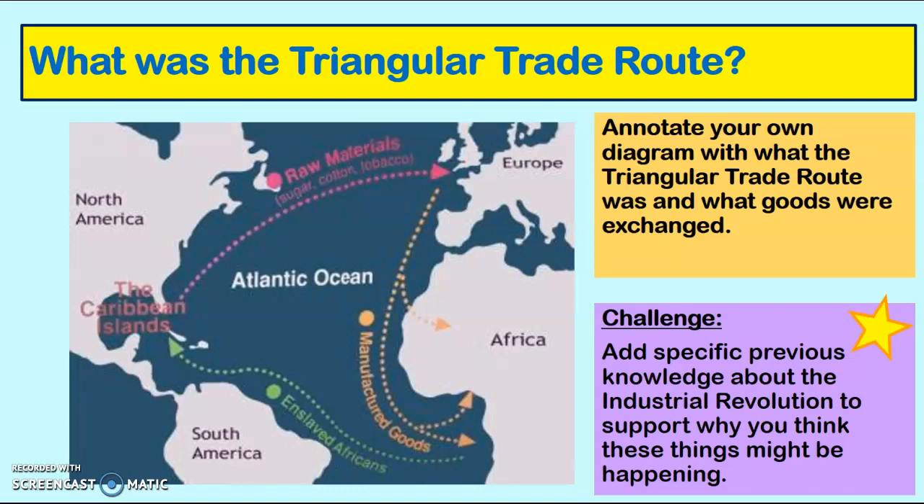So the people in Europe realise actually that there is an opportunity for them to sell those things to people in Africa. So they take these manufactured goods, pots, pans, beads, guns, and they sell them to people in Africa. So pause there and add to your diagram what kinds of things are being traded between Europe and Africa.